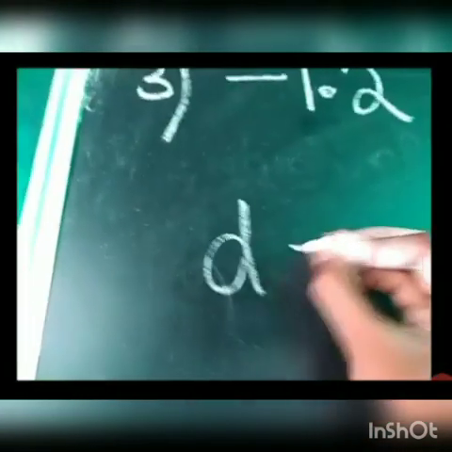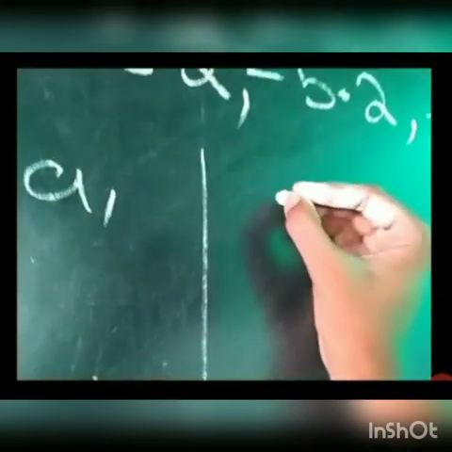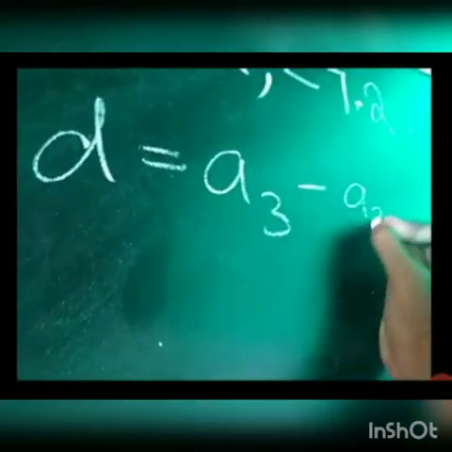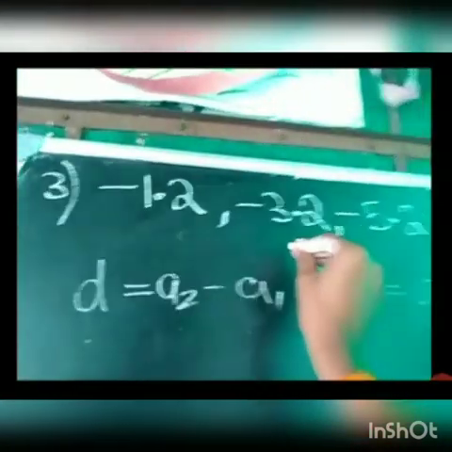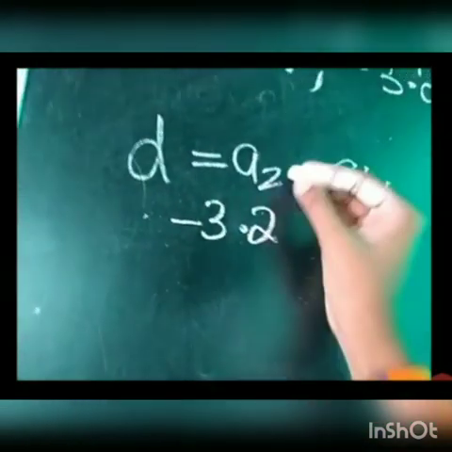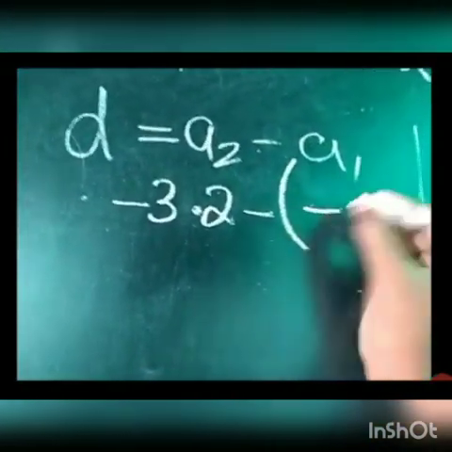In order to check, we have to use the common difference formula. D equals A2 minus A1, and another is D equals A3 minus A2. So now let us find the common difference for the first case, A2 minus A1. In this, A2 is minus 3.2. So minus 3.2. We have minus here, so write minus again. A1 is again minus 1.2. Since it is negative, let us put it in a bracket.